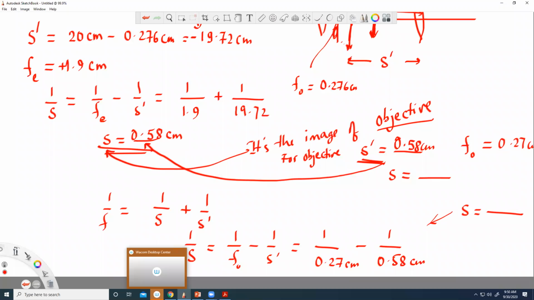So let's find S from here. Anyone has a number for this? No? I think you guys can do that, okay?